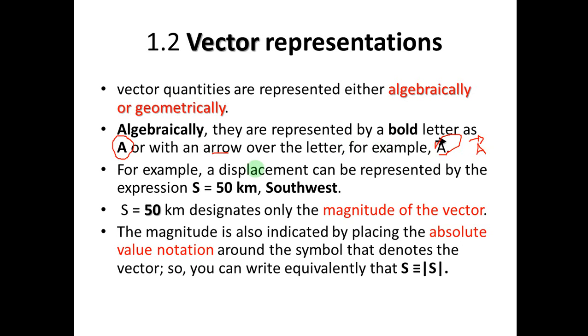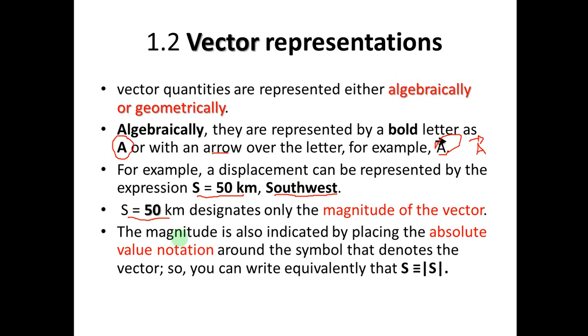Let's see an example. A displacement can be represented by the expression S equal to 50 kilometer southwest. Here S equal to 50 kilometer represents the magnitude of the vector, but southwest represents the direction. So S equal to 50 kilometer describes only the magnitude of the vector, and the southwest describes the direction of the vector.